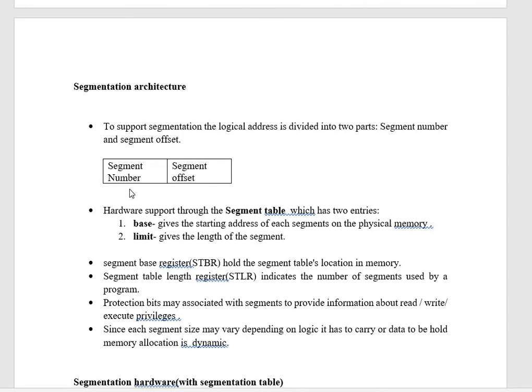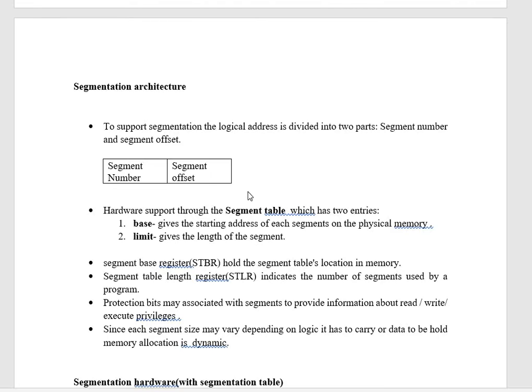In the same way, segmentation also has the logical address divided into two fields. One is the segment number, which represents the segment ID, and the other is the segment offset. Within that segment, which particular data you need to access is represented by the segment offset.